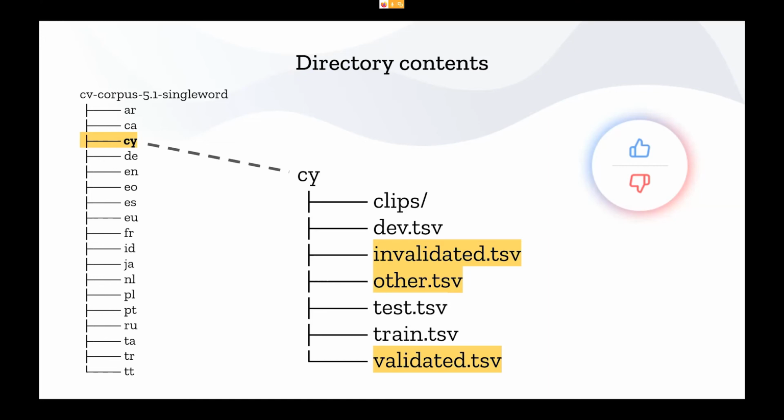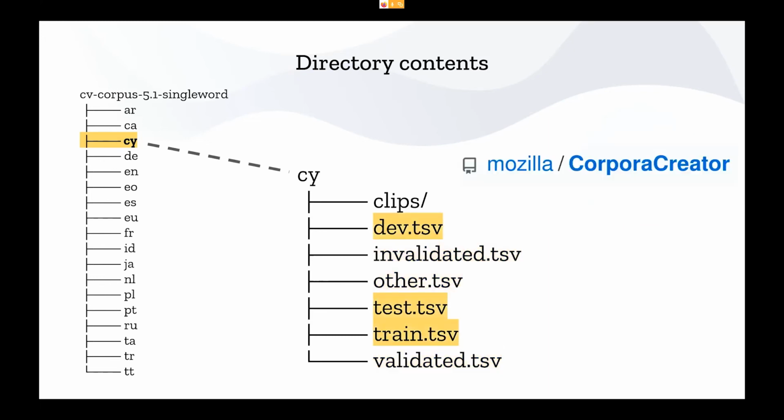What you want to directly interact with are these 3. So we've got dev, test, and train, which probably look familiar to you if you've done some machine learning before. These all contain clips from the validated TSV file, but they've been split up. And they've been split up by this tool. It's on GitHub. It's Mozilla/Corpora Creator. That's what it does. It creates corpora.